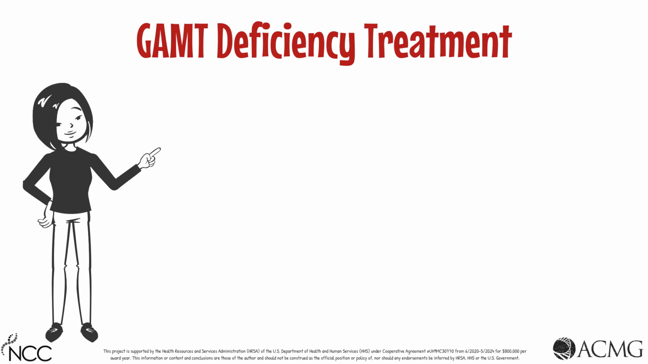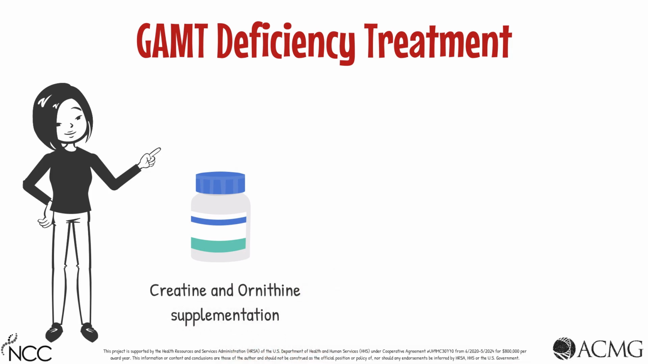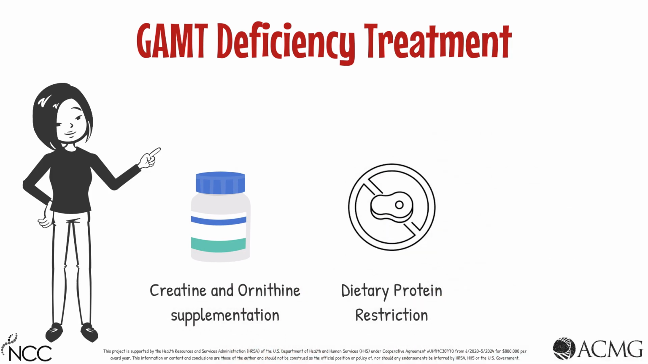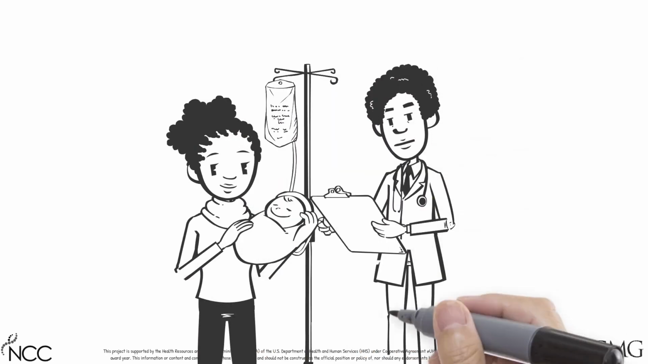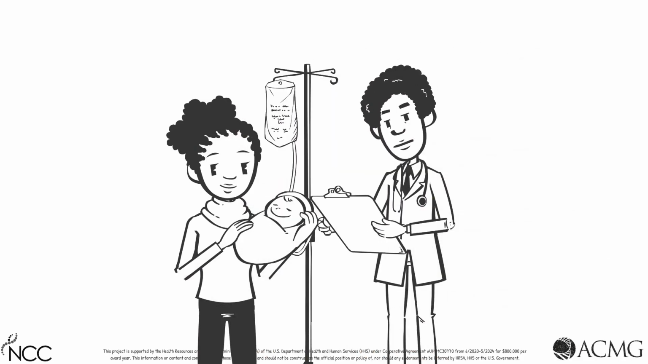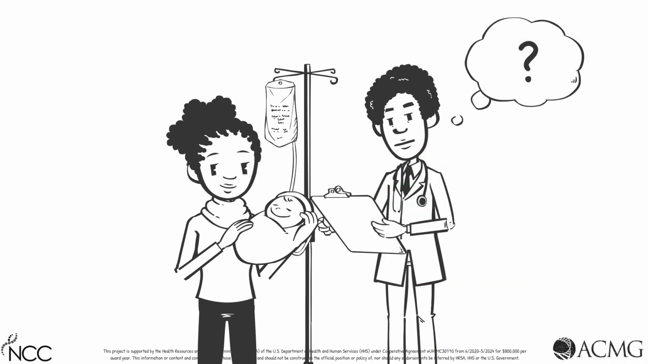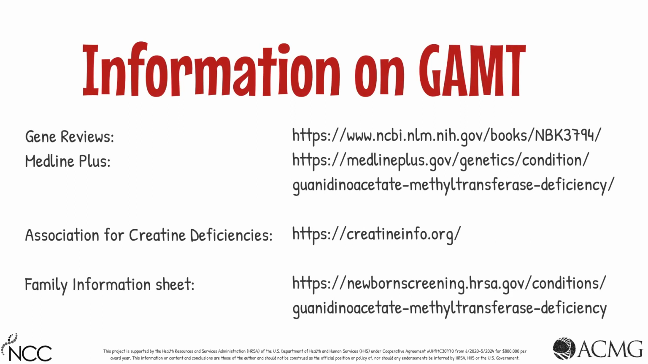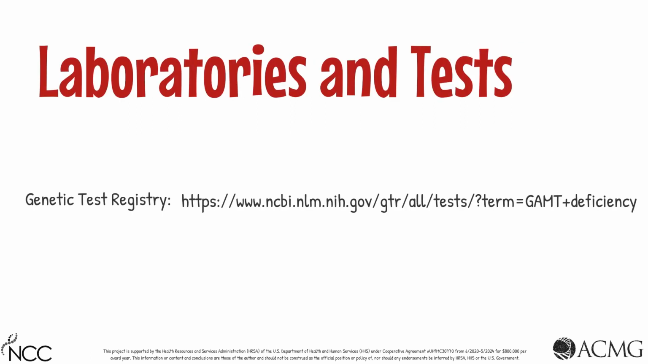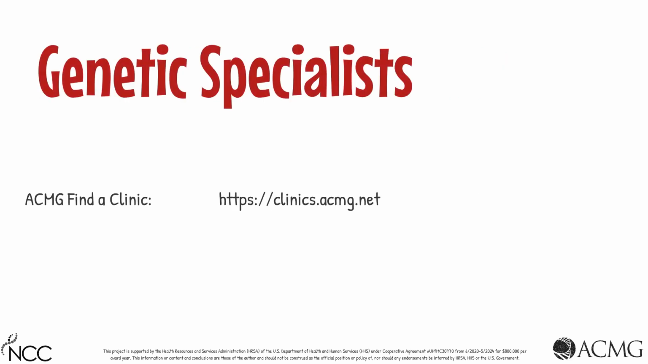Treatment for GAMT deficiency promotes normal growth and development through increasing creatine levels and reducing guanidinoacetate. This is achieved through creatine and ornithine supplementation, dietary protein restriction, and sodium benzoate to help reduce glycine levels. As you continue to care for your patient with a positive newborn screen for GAMT deficiency, it is likely additional questions and concerns will come up. Here are some resources where you can obtain information on GAMT deficiency, appropriate laboratories and tests, and genetic specialists.